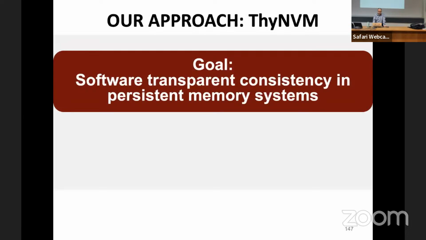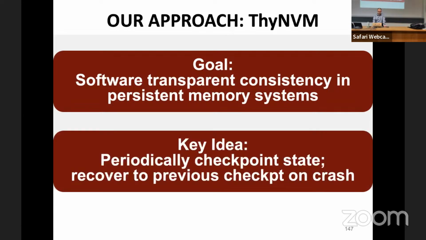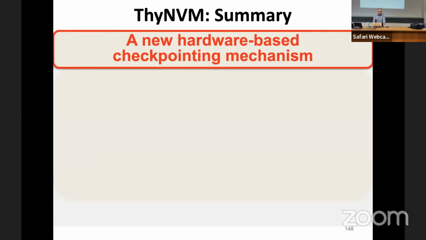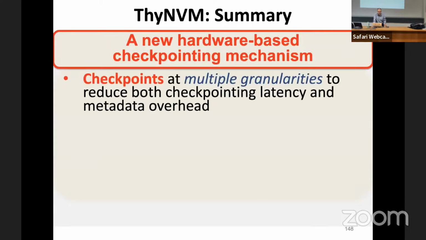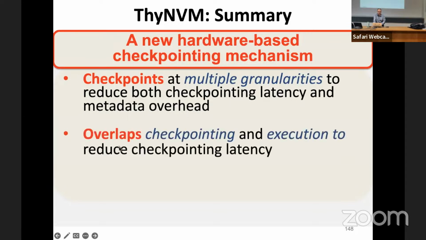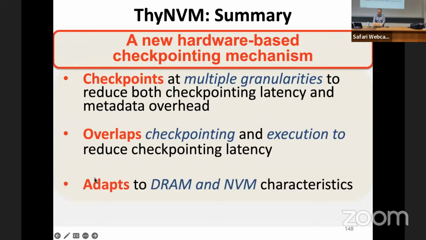But we wanted an approach with software-transparent consistency in persistent memory, completely software transparent. So the key idea is that periodically we checkpoint the state and recover to the previous checkpoint when a crash happens. There is a new hardware-based checkpointing mechanism that checkpoints at multiple granularities to reduce both checkpointing latency and metadata overhead. We overlap checkpointing and execution to reduce checkpointing latency. And it adapts to DRAM and NVM characteristics.